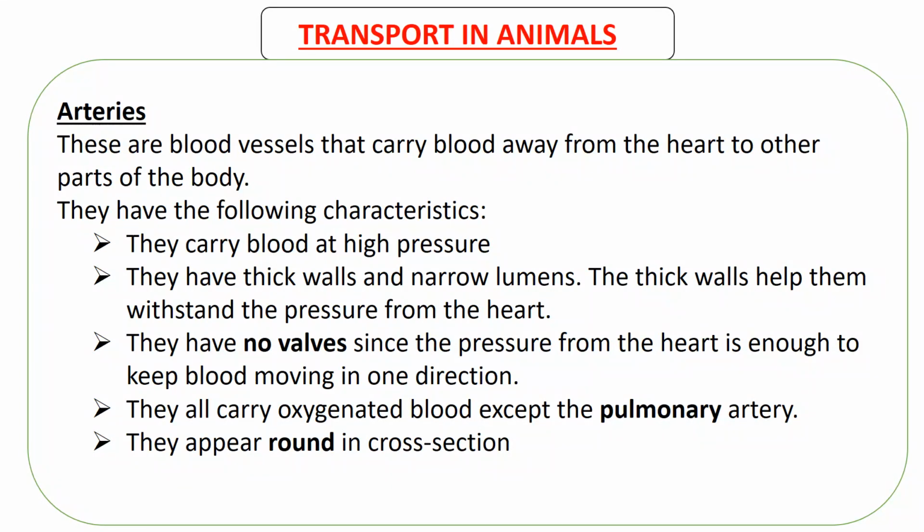They also appear round in cross section. So if you have been given two vessels and they have asked you to identify which one is an artery and which one is a vein, the one that is round is an artery.